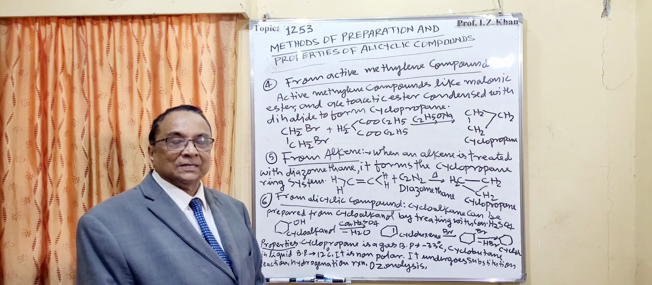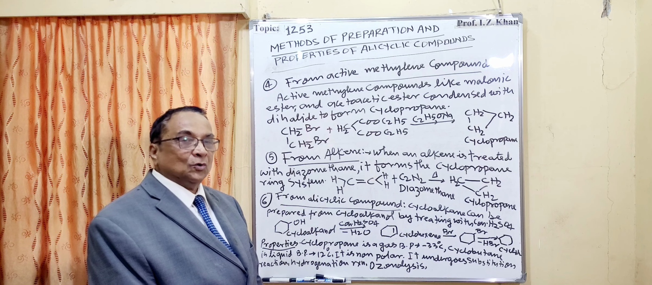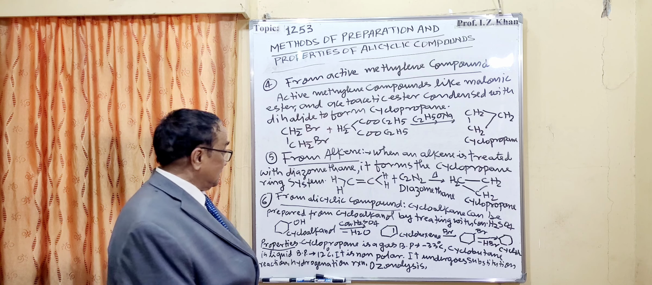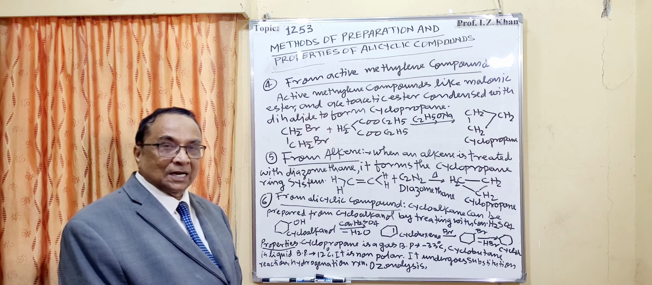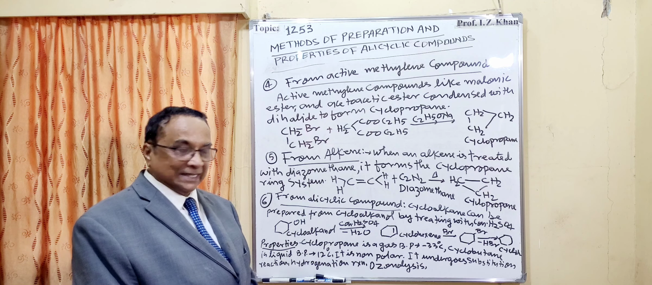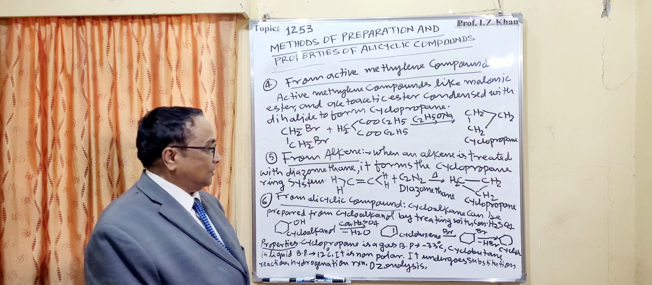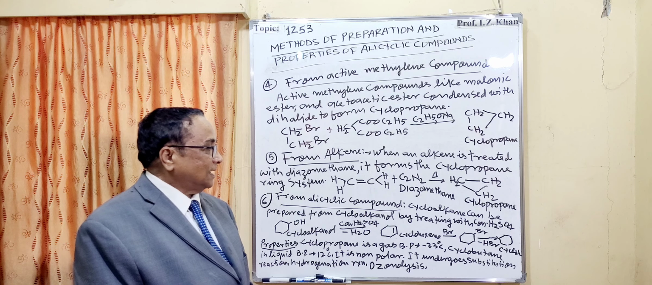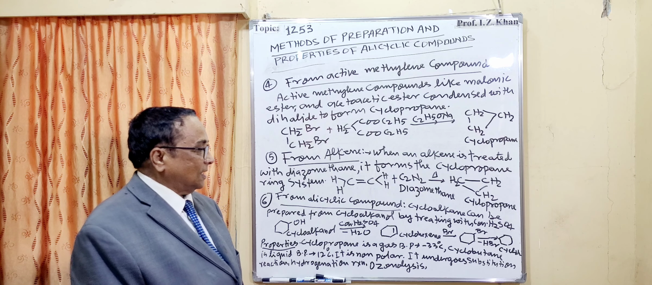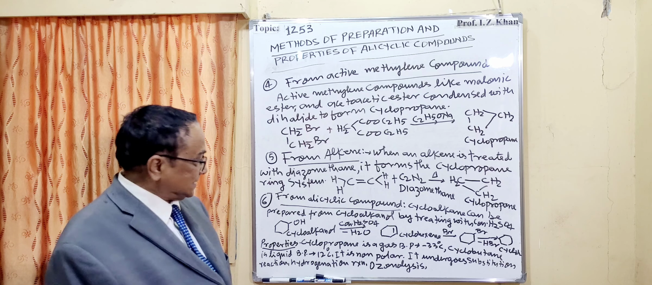And number six, from an alicyclic compound, that is cycloalkanol. We can call it cyclohexanol, a type of alcohol, and when it is treated with concentrated sulfuric acid, by elimination of one molecule of water, a double bond will be there and we will get cyclohexene. That cyclohexene, when it is subjected to bromination, we will get bromocyclohexane, and from there one molecule of HBr is removed, and then finally we will get cyclohexane.